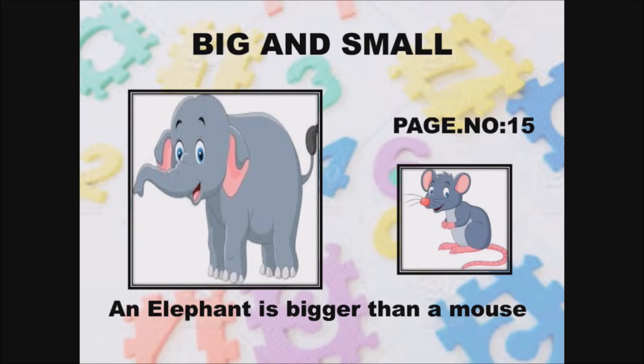Yes, good. So, here we have 2 animals. Tell me what are they? One is elephant and another one is mouse. Now, tell me by seeing this picture, which animal is bigger? Yes, you are right. An elephant is bigger than a mouse. So here elephant is bigger when we compare to mouse.